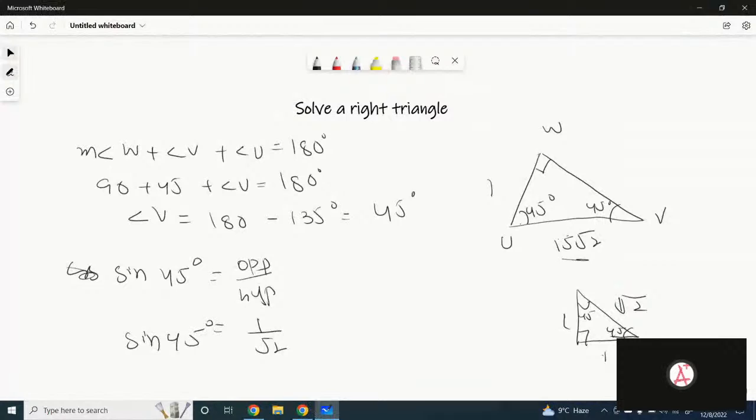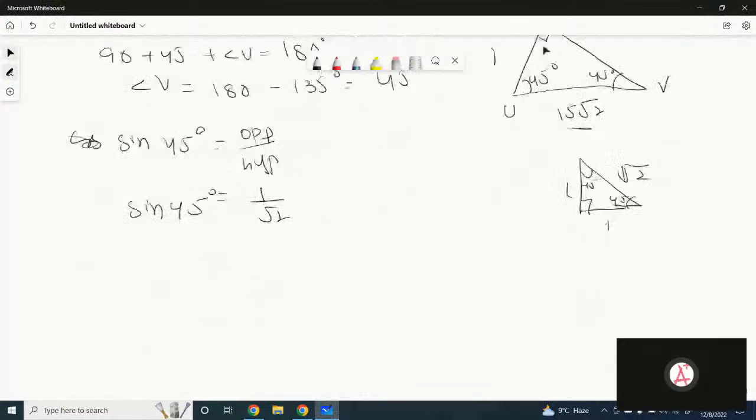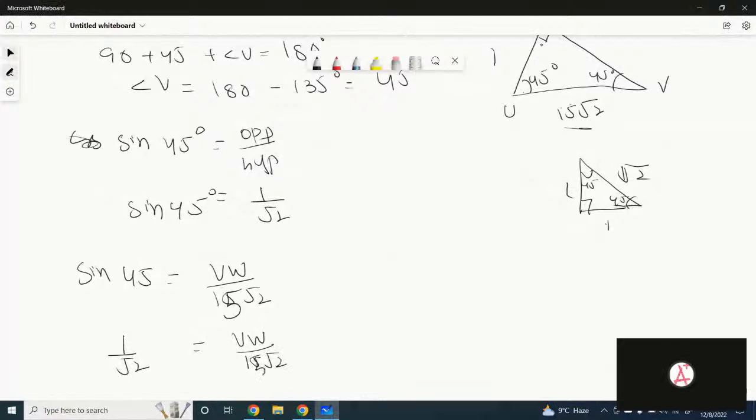Okay, so for the given triangle, sine 45 equals VW divided by 15 square root 2. We know that sine 45 is 1 over square root 2. So 1 over square root 2 equals VW divided by 15 square root 2. Then let's just do cross multiplication.